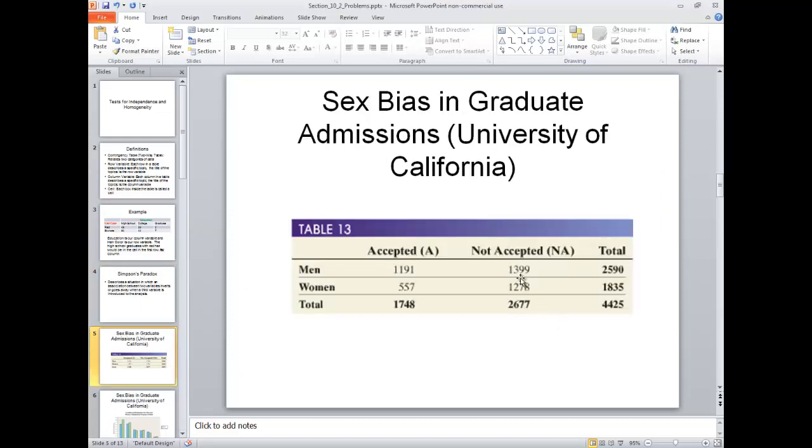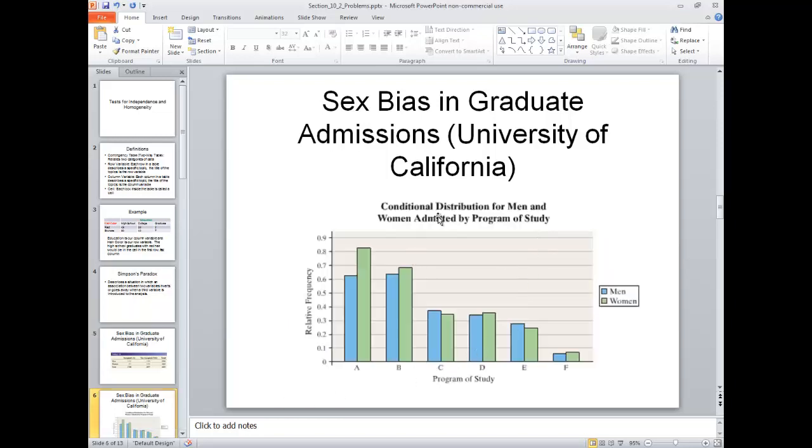Here's an example: sex bias in graduate admissions at the University of California. I see men, we have 1,191 accepted. Not accepted is 1,399, for a total of 2,590. Women, 557 were accepted, and 1,278 were not accepted. You can see that there's some real discrepancy here. So it appears they have some bias against women in graduate admissions. And there was a lawsuit brought based upon these numbers you see right here.